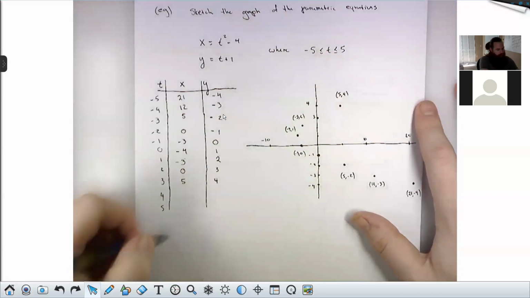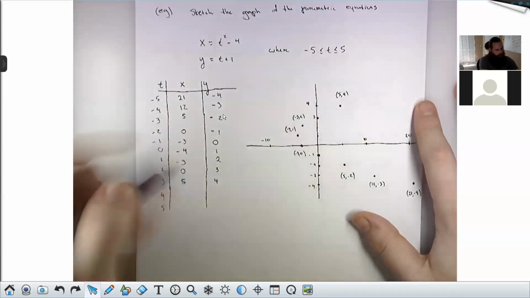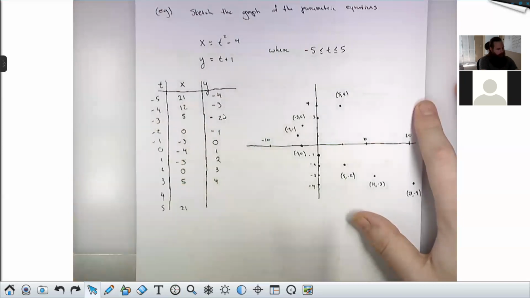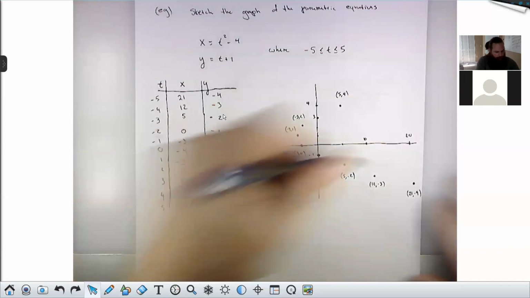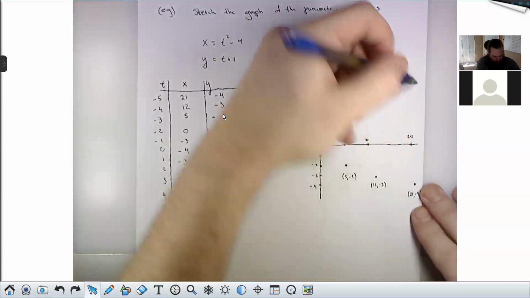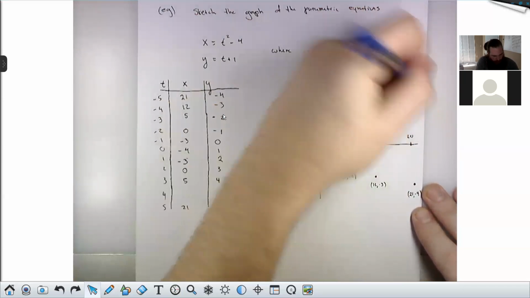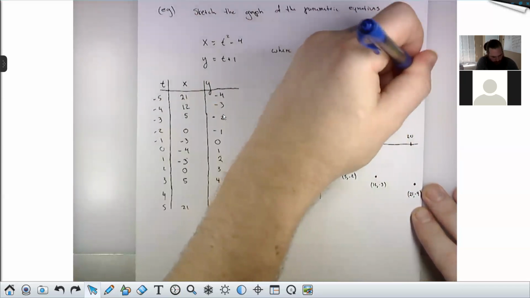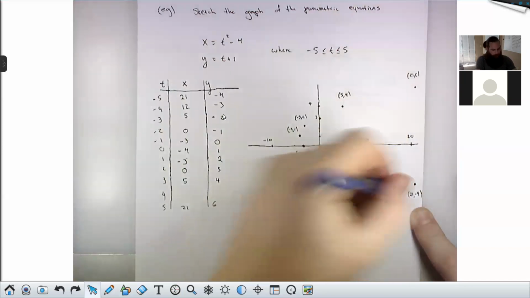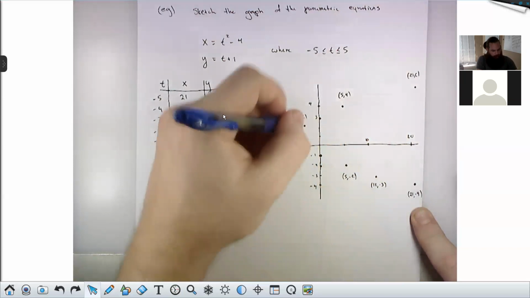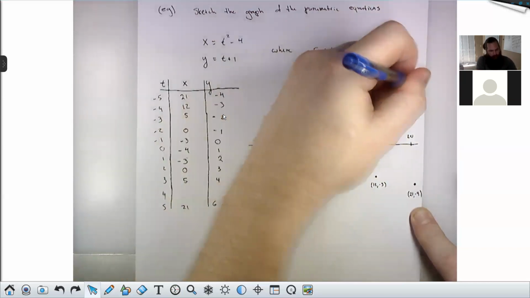And if we carry this all the way down, when t is equal to positive 5, we would have 25 minus 4, which is 21 again. And we would have 5 plus 1, which is 6. So my last point would be, that look about right? Yeah. 21 comma 6. So this was my starting point. And my little ant is walking from dot to dot in order as t increases through these points.